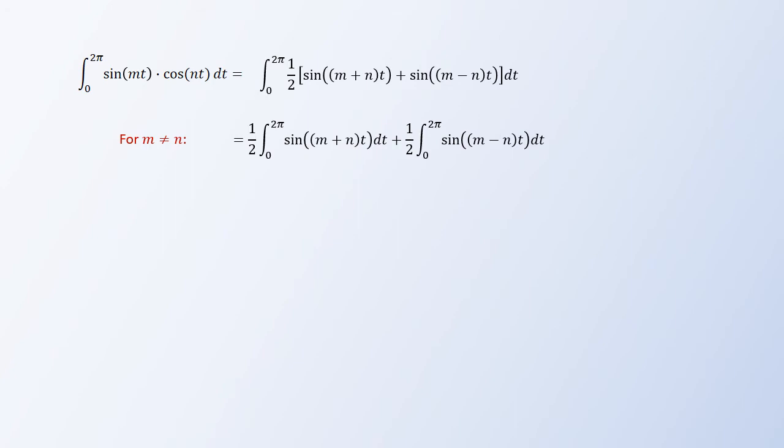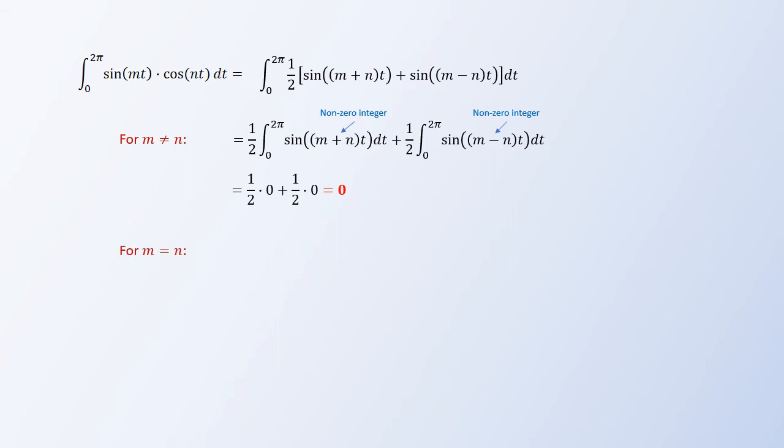For the first one, we notice that m plus n is a non-zero integer. And from the earlier derivation, we saw that the integral of the sine of some number times t dt is going to be equal to 0. Now for this one, m minus n will also be non-zero, so this will also be equal to 0. So we get 1/2 times 0 plus 1/2 times 0, which is equal to 0. So for any case where m is not equal to n, this product of sine times cosine will be 0.